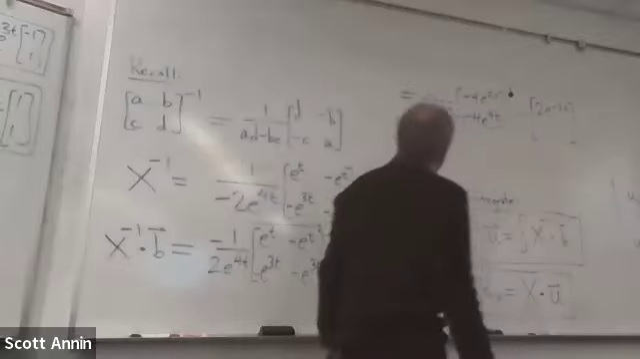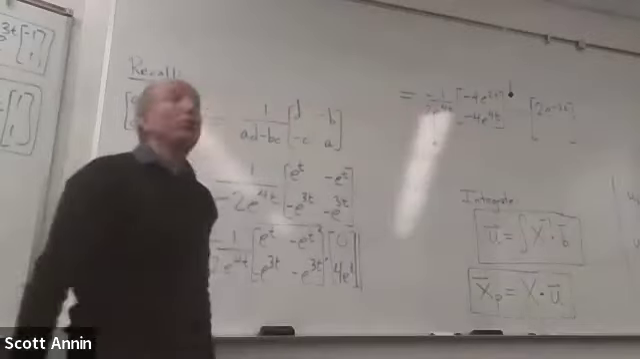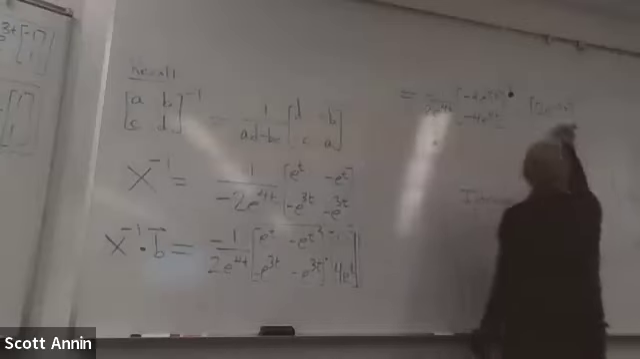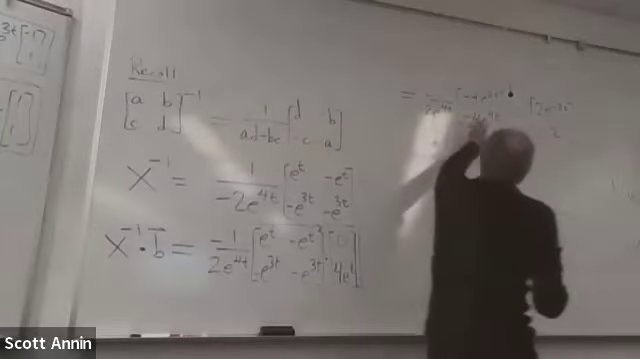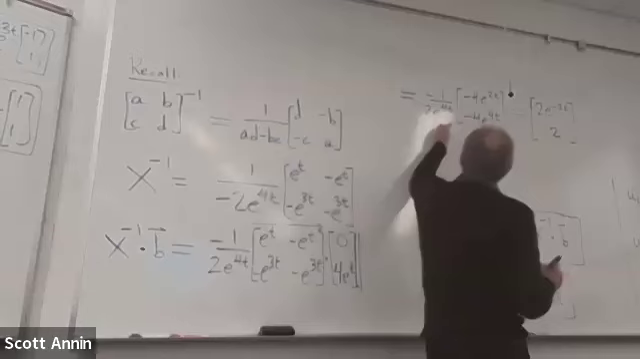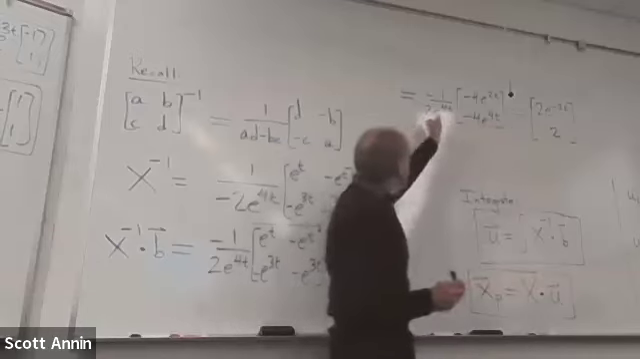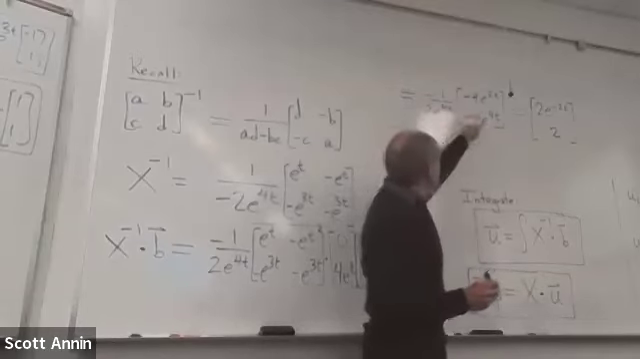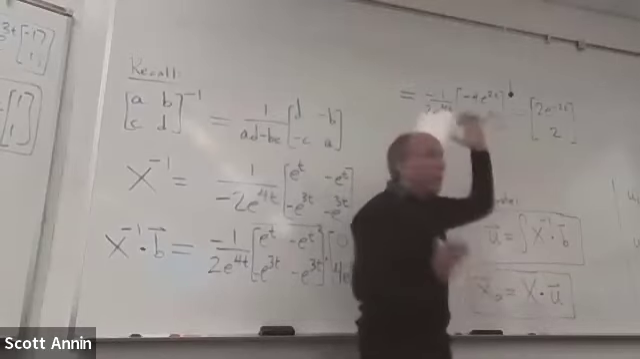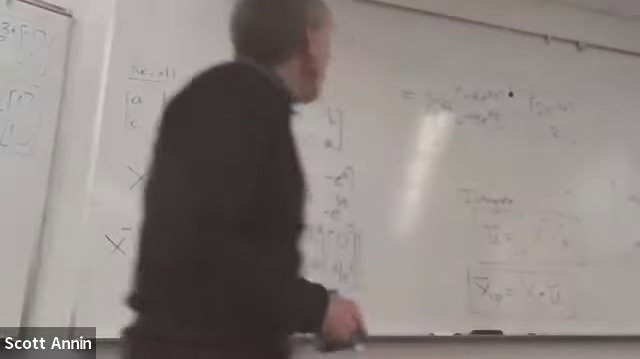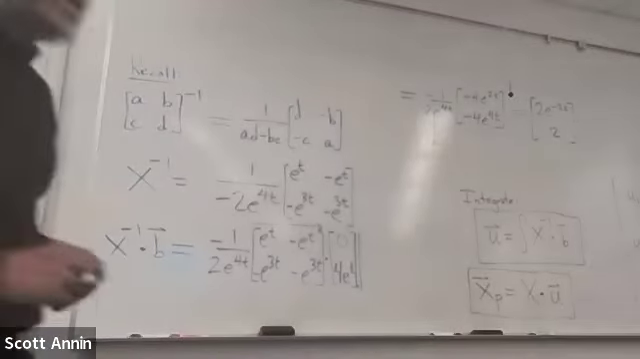And then what is the bottom slot going to be? Two. Just 2. Yeah, exactly. It's just 2. Because everything on the bottom slot just gets cut down by the minus sign cancels, the 4 divides into the 2, and the exponentials cancel. That's it. That is your x inverse times b.